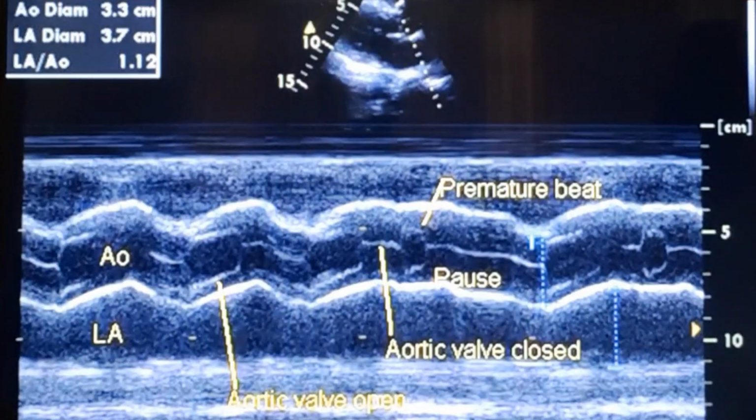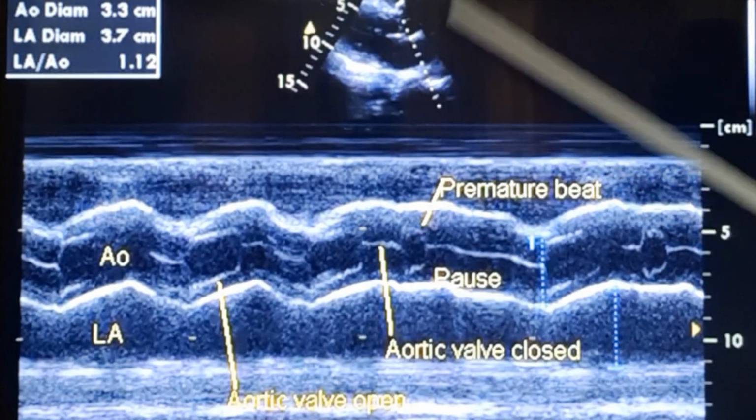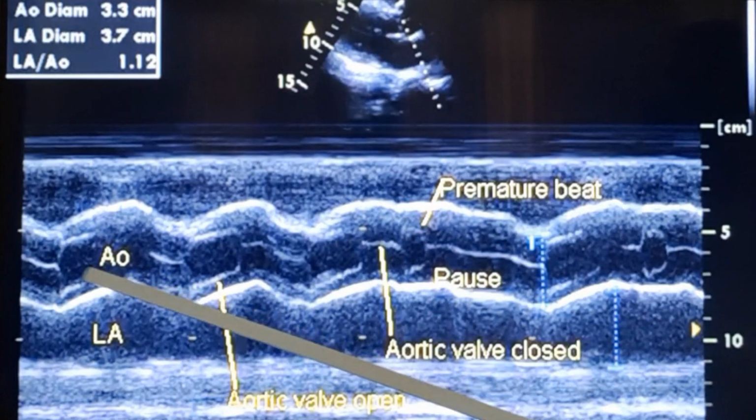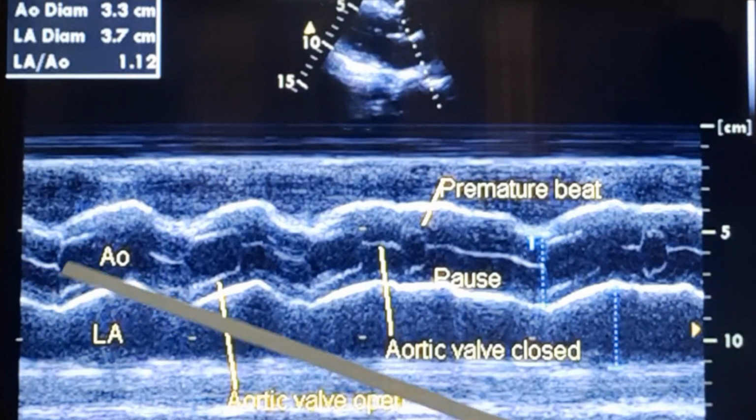This is an M-mode echocardiogram at the aorta-left atrium level. You can see the cursor on the 2D echo, and this is the closure line. This is a normal aortic valve, with central closure as a single line.